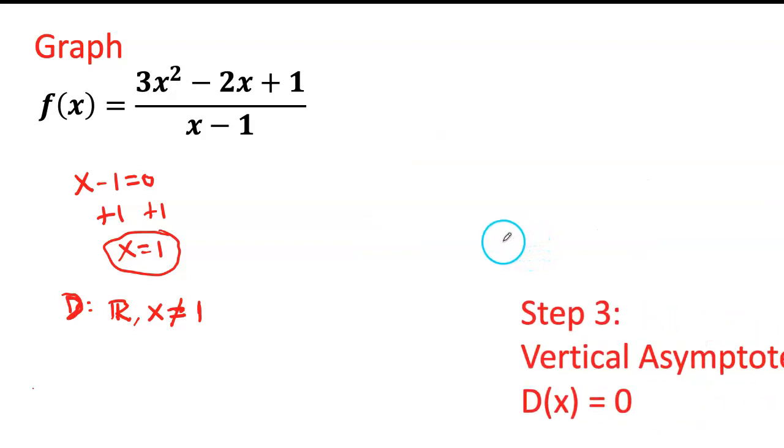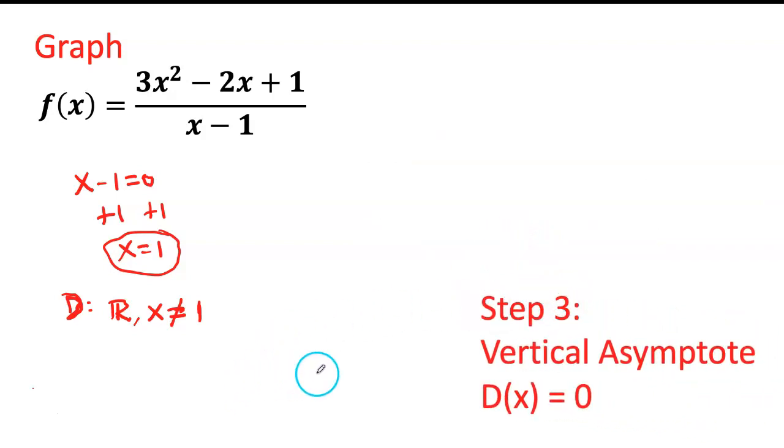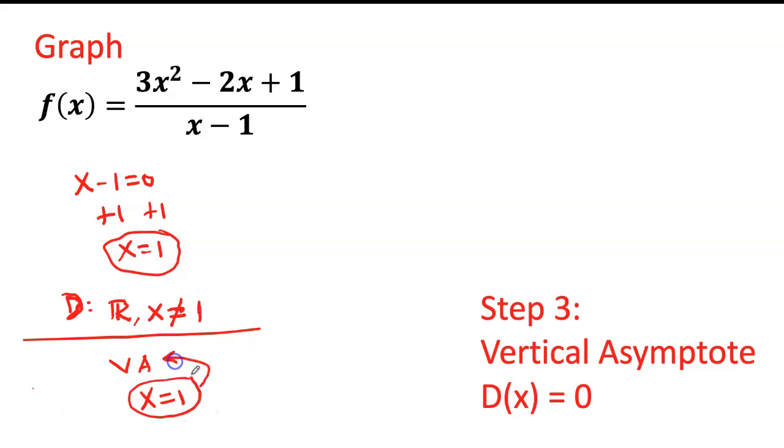Step 3. Vertical asymptotes. Let's make the denominator 0. Same idea. I made the denominator 0 before because I needed my domain. So now my vertical asymptote is where I make my denominator 0, which is the same thing. Therefore, x equals 1 is going to be a vertical asymptote. That was the reason it wasn't part of my domain, because it's an asymptote. All right, next.